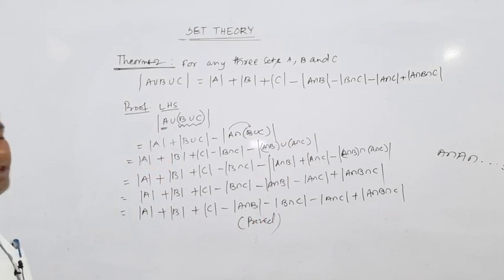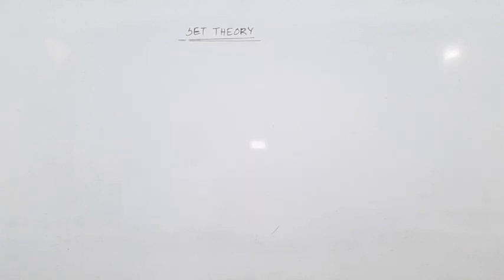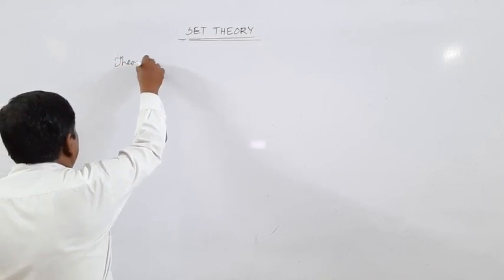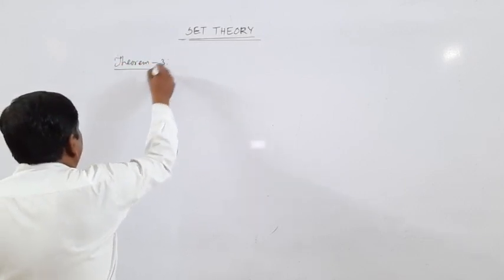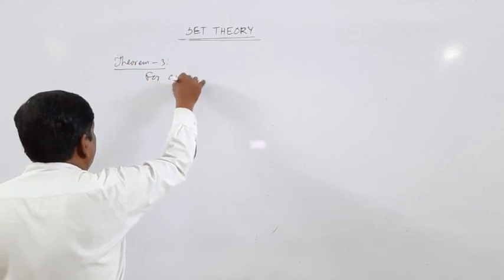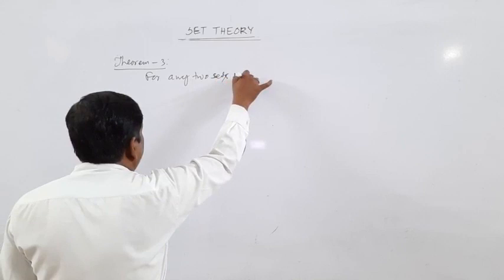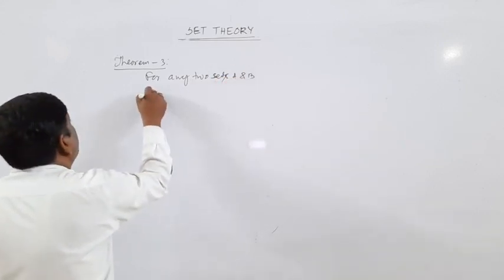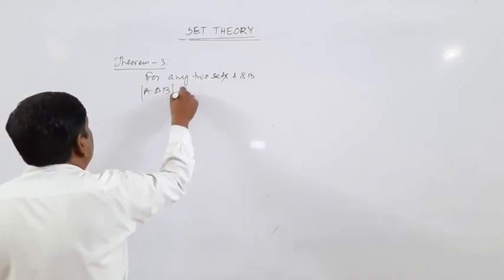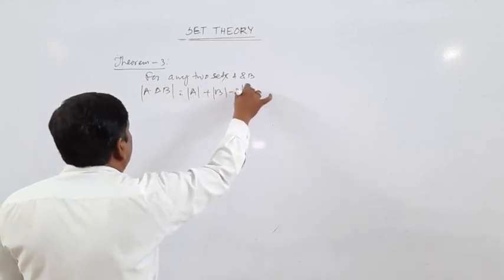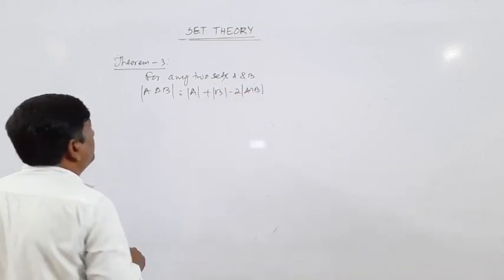Now, what is cardinality of A delta B? Theorem 3. For any two sets A and B, cardinality of A delta B is equal to cardinality of A plus cardinality of B minus 2 times cardinality of A intersection B. Proof.